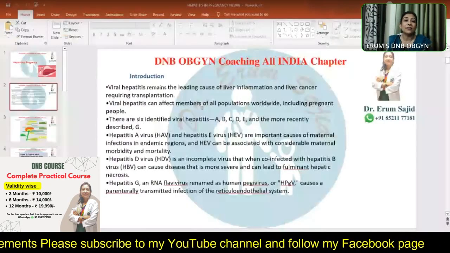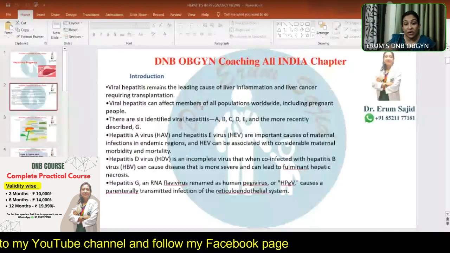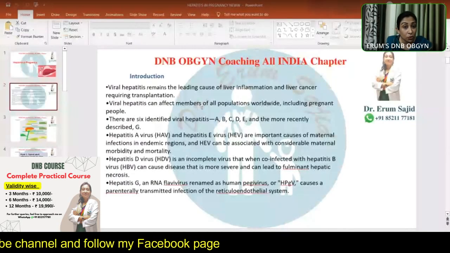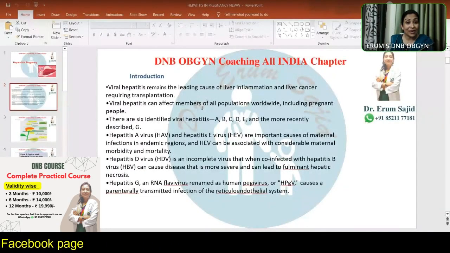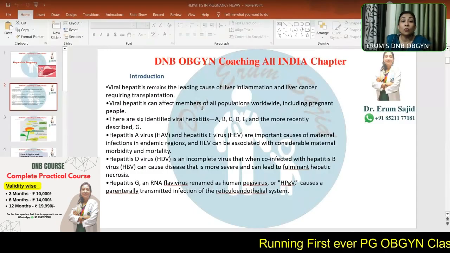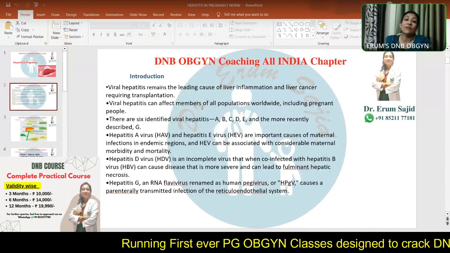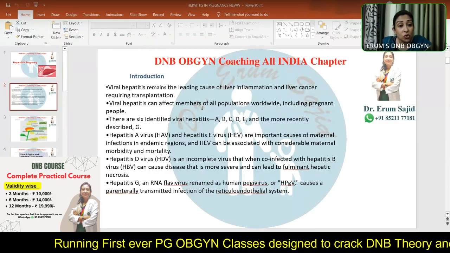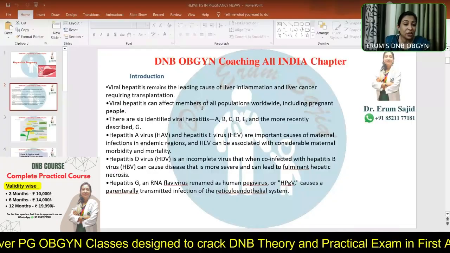This is why your guarded answer will be to avoid it, because, like we say, so many hepatitis viruses are fecal-oral route, foodborne, and certain viruses which otherwise are not that lethal become very lethal during pregnancy. So there are 6 identified viral hepatitis: A, B, C, D, and E, and the most recently described is the G virus. Hepatitis A virus and hepatitis E virus are important causes of maternal infections in endemic areas. India happens to be one for hepatitis E especially, and even A.